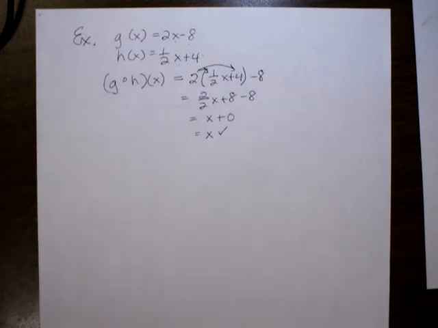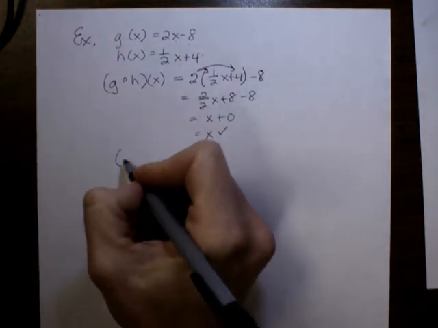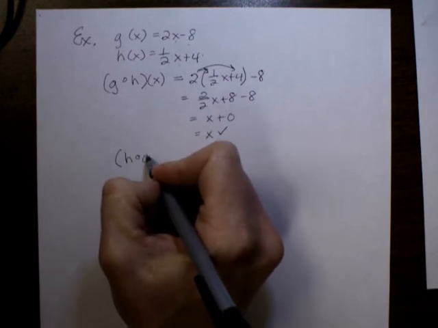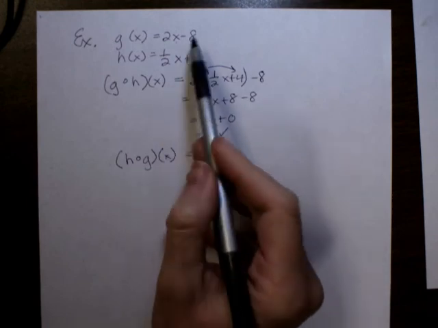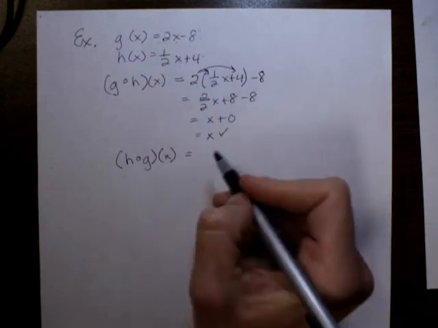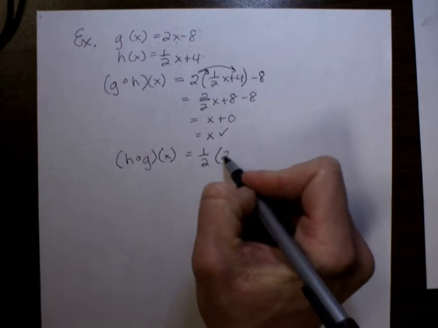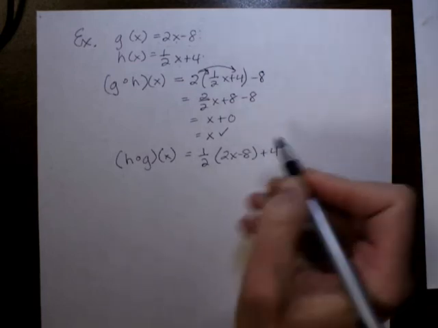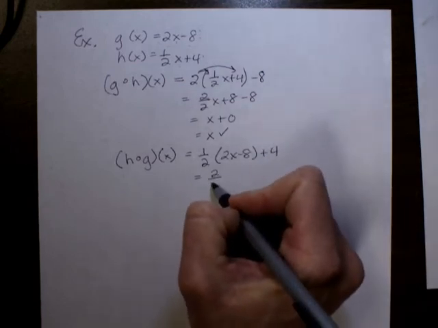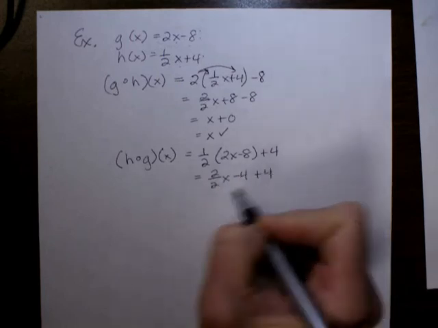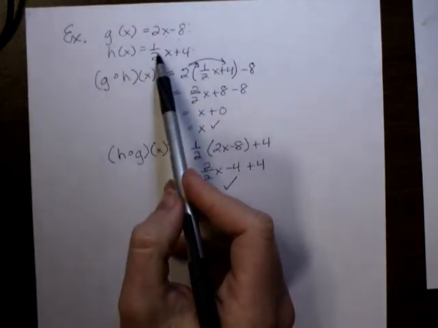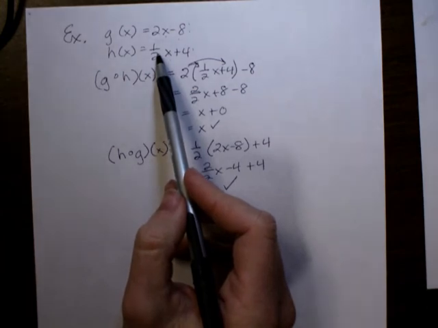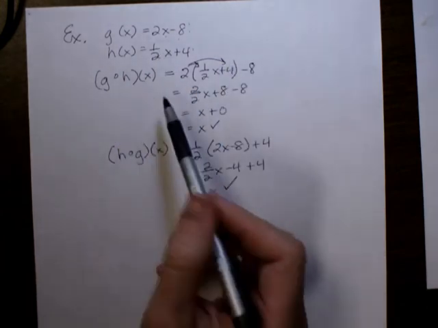Let's go in the opposite direction just to make sure. Right now they look like they are inverses. This time we're going to take the g function and plug it into the h. Over 2x minus 4 plus 4. Everything cancels except for x. So what we're saying is that g of x and h of x are, in fact, inverses. If we were to graph them, they would be nice reflections across that diagonal line at y equals x.